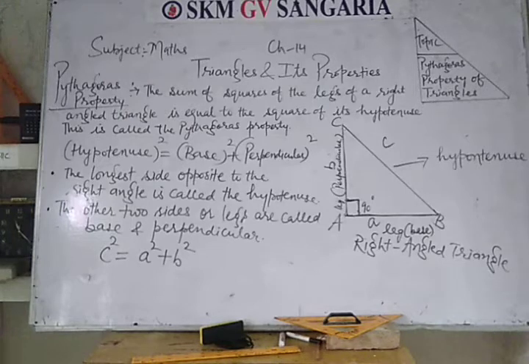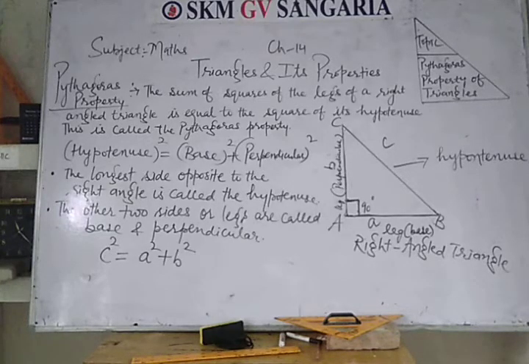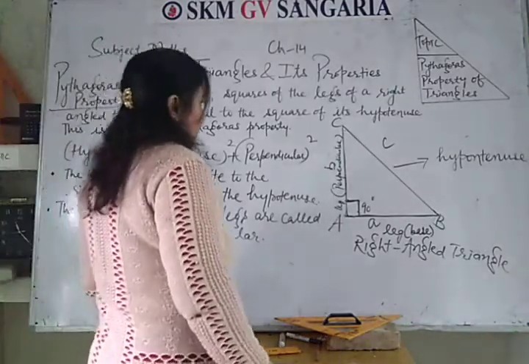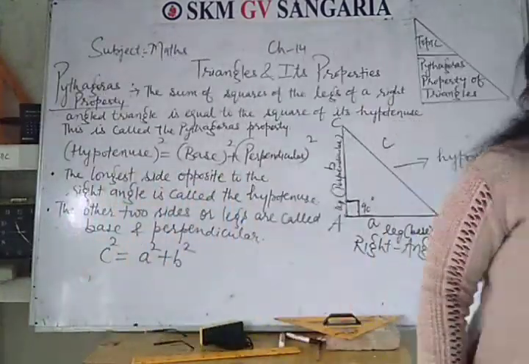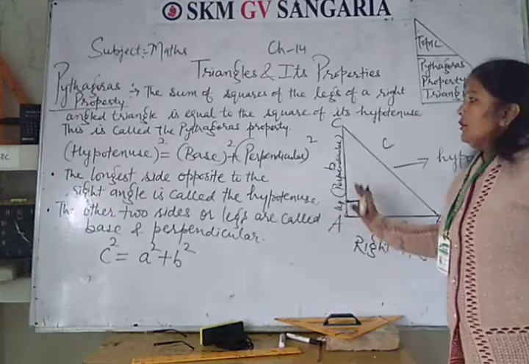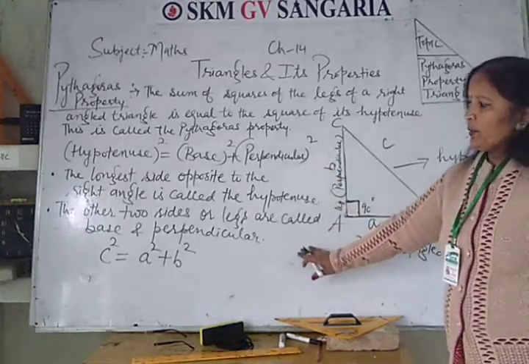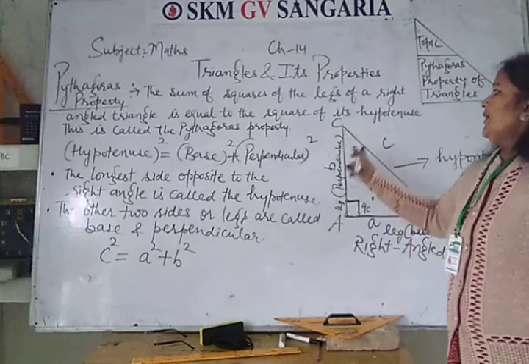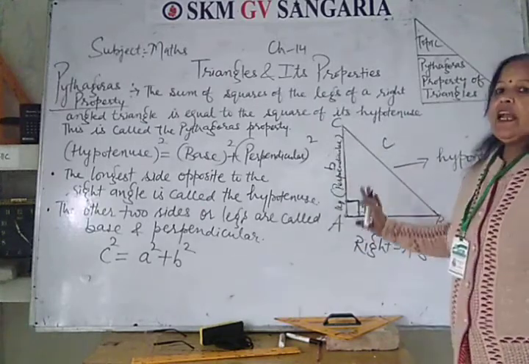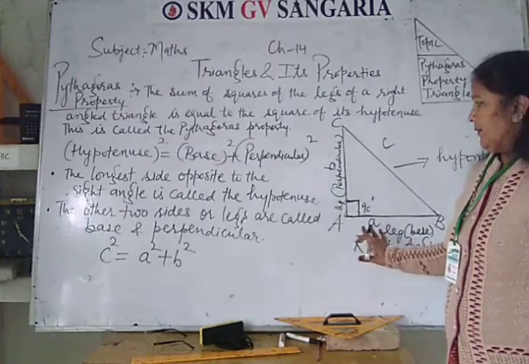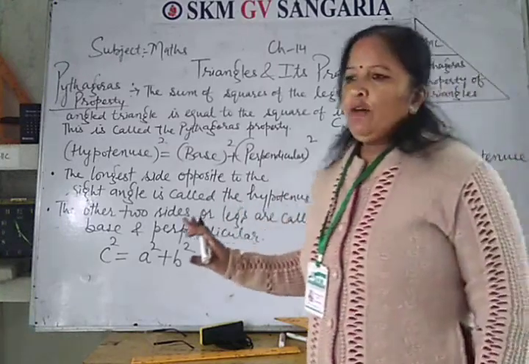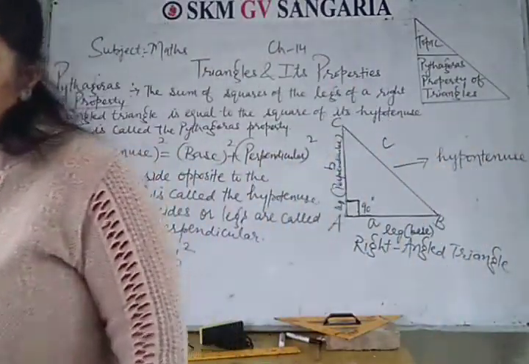The converse of this property is that if a triangle holds the Pythagoras property, then it must be a right angle triangle. If a triangle holds this Pythagoras property, then the triangle will be called a right angle triangle. This is the converse of Pythagoras property.